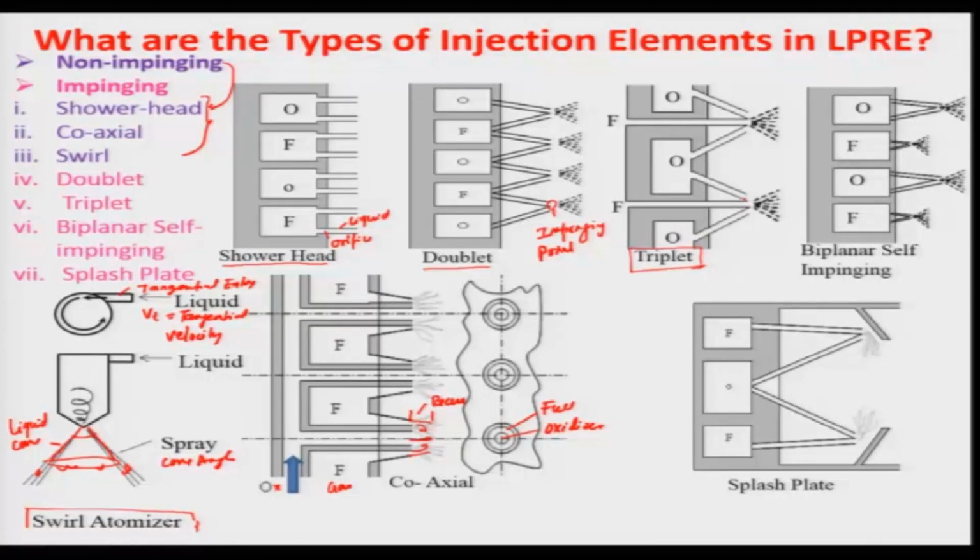And keep in mind that the doublet and triplet atomizers are basically used for hypergolic propellant. And if you want another solution to overcome this problem of the impinging point being swayed away by one of the streams, that is the splash plate.